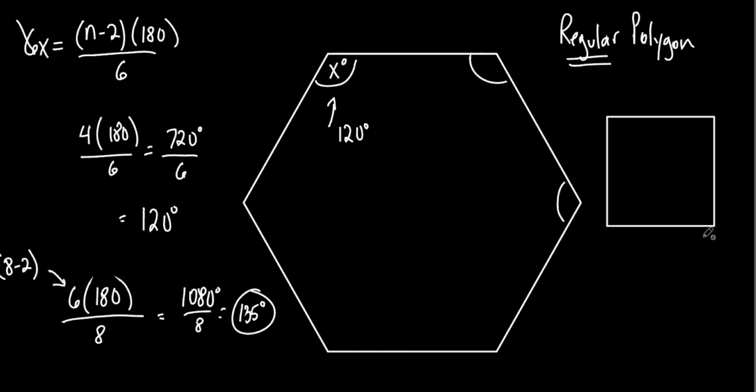Let's see if it really is. So let's go n minus 2. 4 minus 2 is 2 times 180. Agree? So what's that? 360. How many angles do we have? We got 4 of them. What's 360 divided by 4? 90. And that's why every angle in a square is 90 degrees. Isn't that cool? Yeah, I think that's kind of interesting.